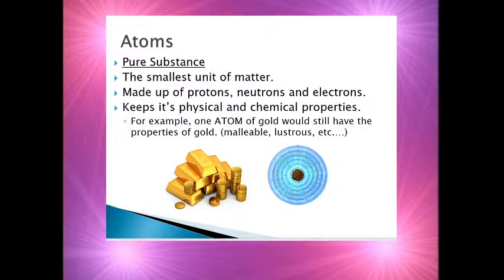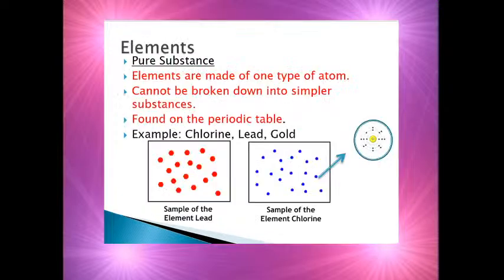We know the atoms are made up of protons, neutrons, electrons. We have studied that, and they keep their physical property and chemical property intact, right? One atom of gold would still have the properties of gold. Even if you take a single atom of gold, that will contain the properties of gold, that is malleability, ductility, and lustrous, right? So if I say elements are pure substances, right?